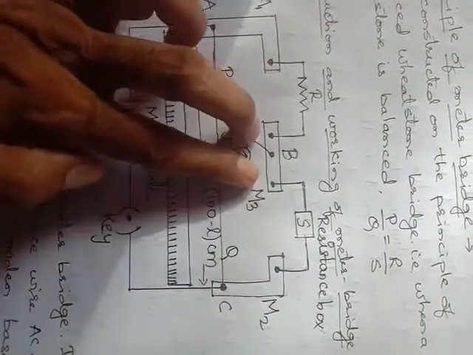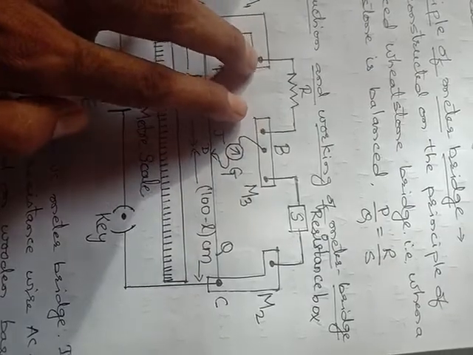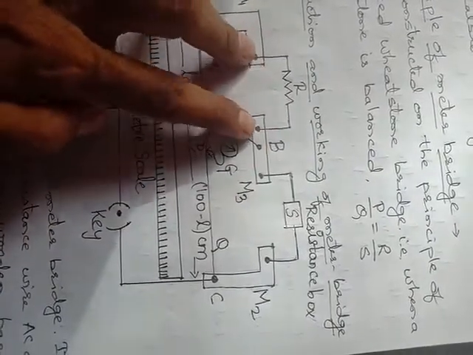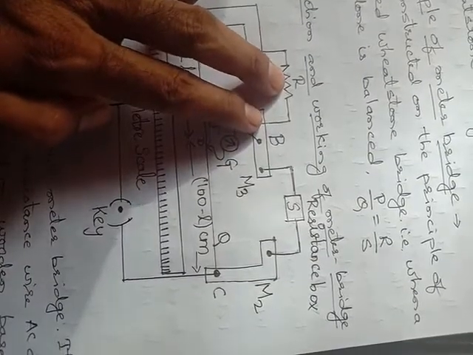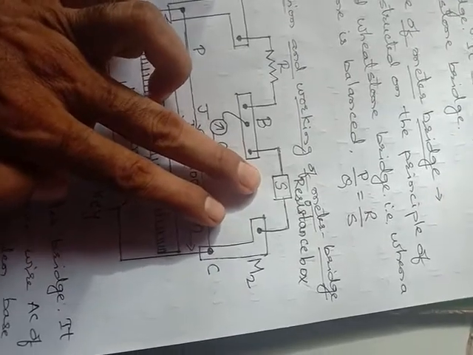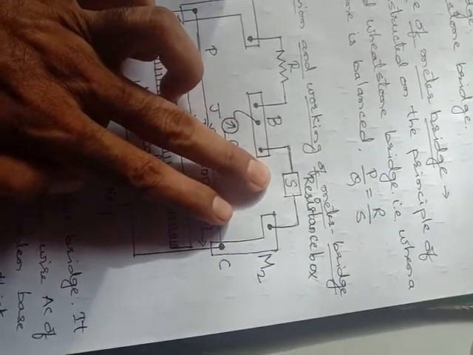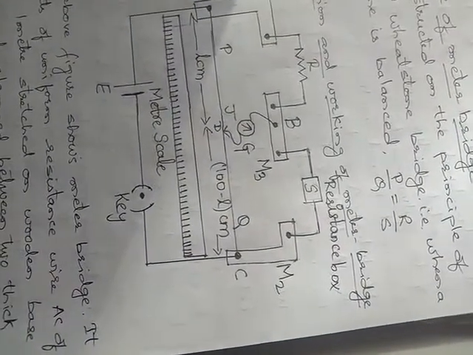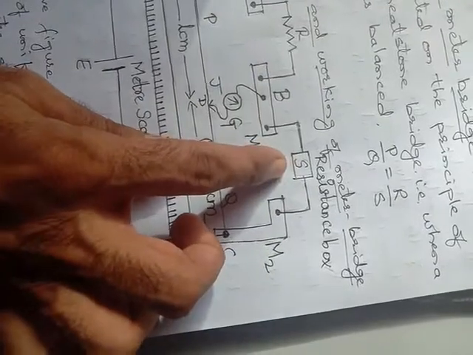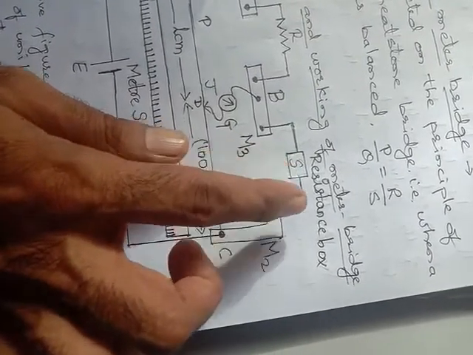It has 3 connections. M1 and M2 have only 1 connection each. So between these 2 points there is a gap. Between these 2 points unknown resistance R is connected. Between M3 and M2 a known resistance box is connected. Through this we can find out the resistance. We can plug the resistance from this resistance box, and we can identify what the resistance is.